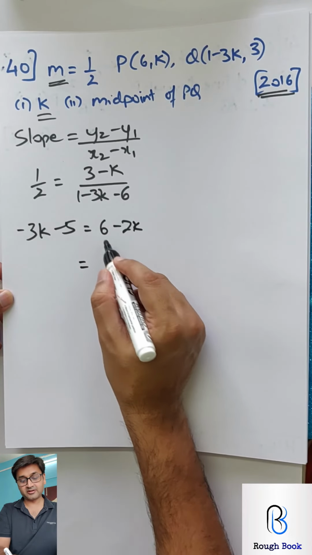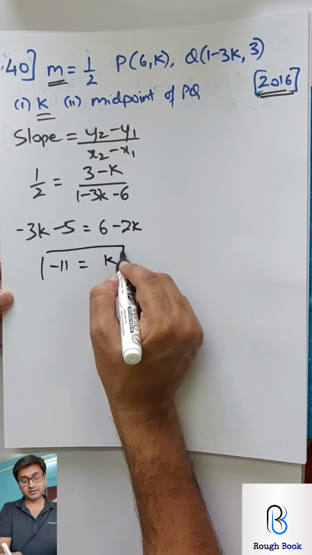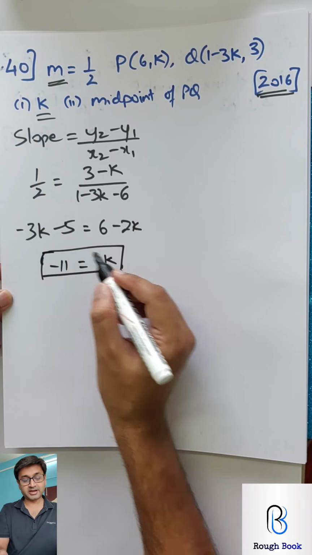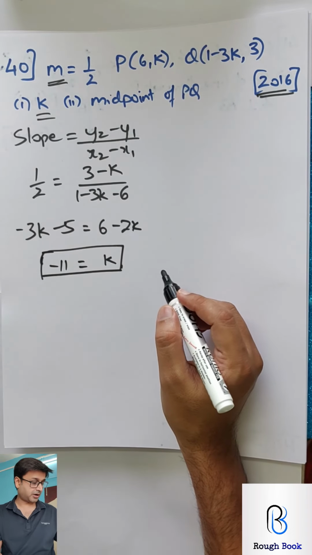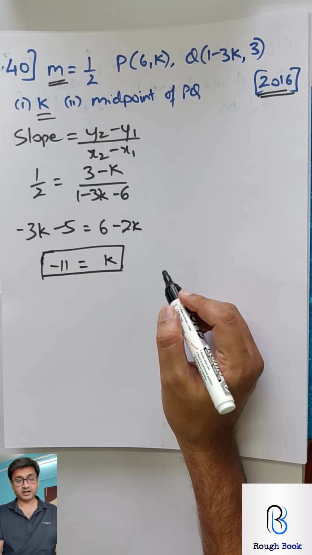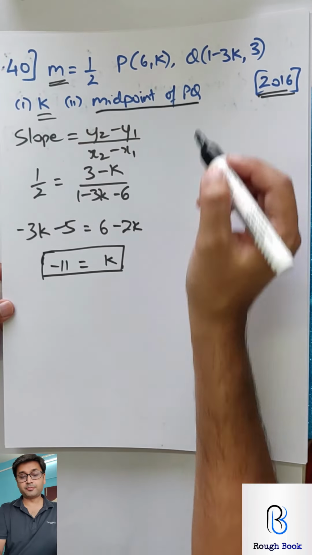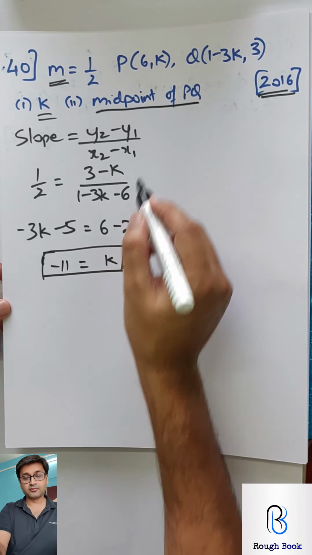So plus k, I will get minus 11. So we get the value of k as minus 11. I hope I'm right at the last. It's correct. Finally, midpoint of PQ. Simple now that you got k.